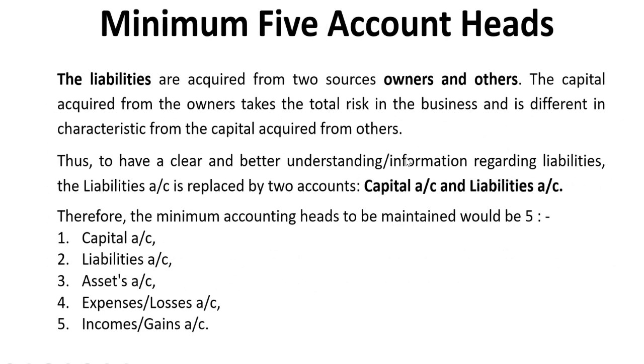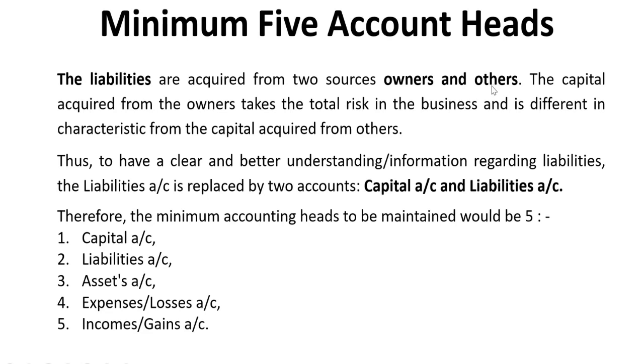Right. So we have a minimum of 5 account heads in the accounting system. So what are those? The liabilities are acquired from two sources. There are two sides in the balance sheet. A balance sheet is our financial statement. The two sides of the balance sheet are assets and liabilities. First, I'm going to talk about the liabilities. Liabilities are acquired from two sources. Number one, the owner, which belongs to capital. Number two, outside persons, that is outsider liabilities, right?